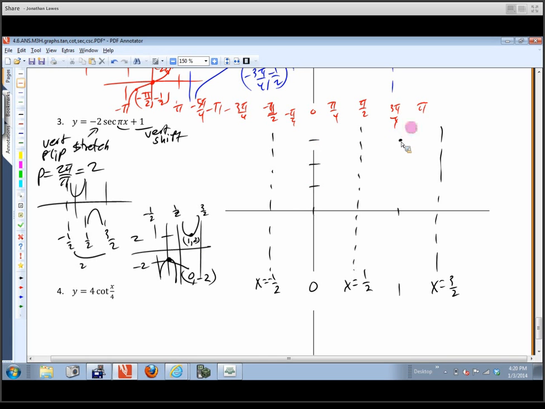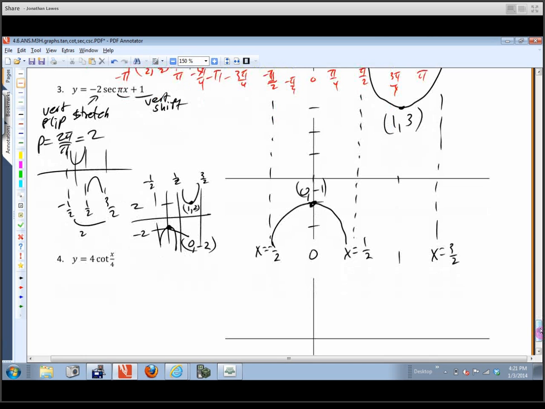So this point right here is going to be at 1, 3. And this one right here, if I take 0, negative 2 and slide it up 1, it's going to be right here at 0, negative 1. So it looks like that. Again, the asymptotes are labeled. All the important parts are labeled. I'm not interested in all 6 key points on a graph like this, just those 3.